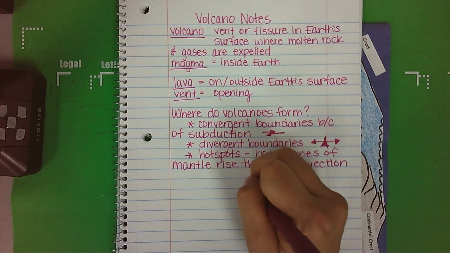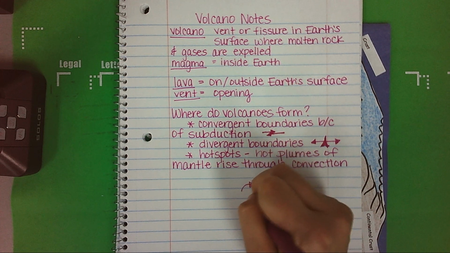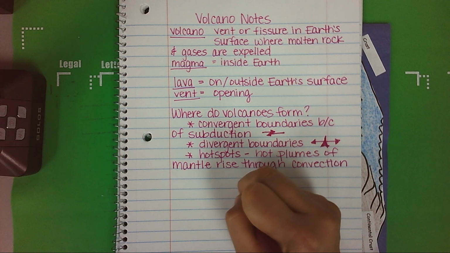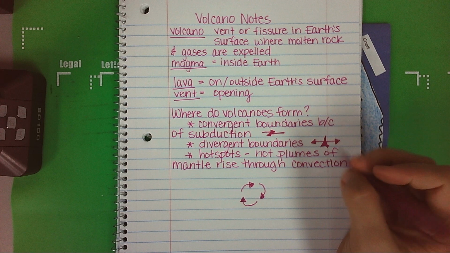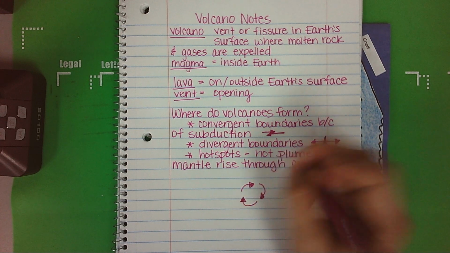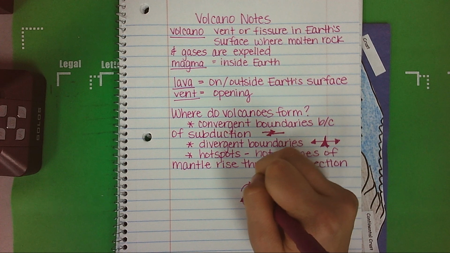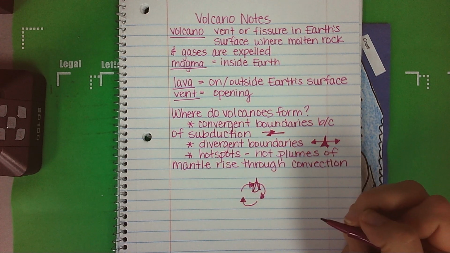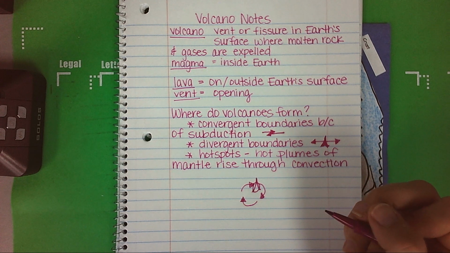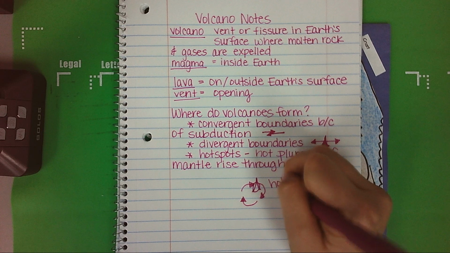Okay, so convection means that it's causing movement within that mantle. So because it's causing movement, this hot plume is basically a section that's just so hot that it's going to shoot up anywhere it wants. Okay, it's not at a particular boundary. Alright, that is called a hot spot.